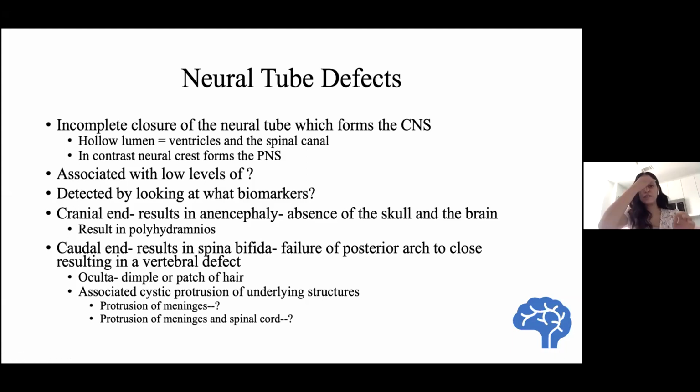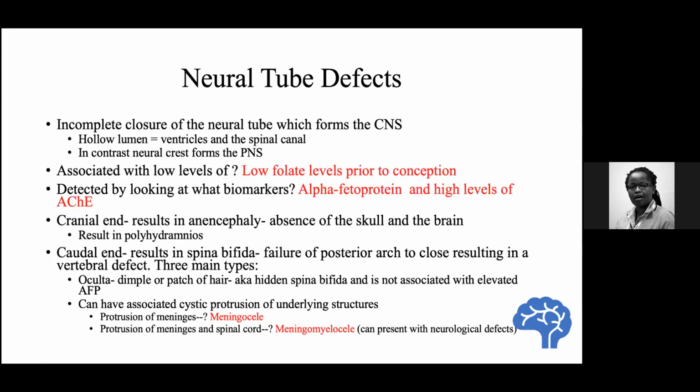Yeah, so kind of going back to spina bifida, we talked about how it could be associated with a cystic protrusion or not. And when it is, sometimes it only involves the meninges, sometimes it involves the meninges and the spinal cord. Do you guys know the nomenclature when it only involves the meninges? What is that called? Okay, so we have meningocele. And then when you have the spinal cord involvement as well? Okay, meningomyelocele. Perfect. And it's the meningomyelocele which is actually more detrimental because the spinal cord is also protruding out. You have risk of spinal cord compression, and these patients can present with neurological deficits.